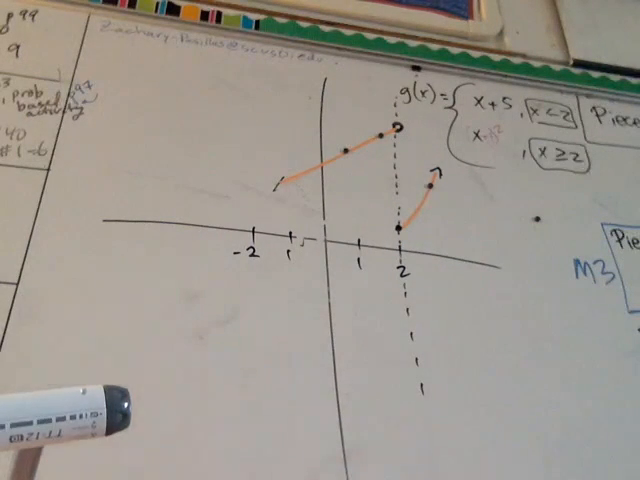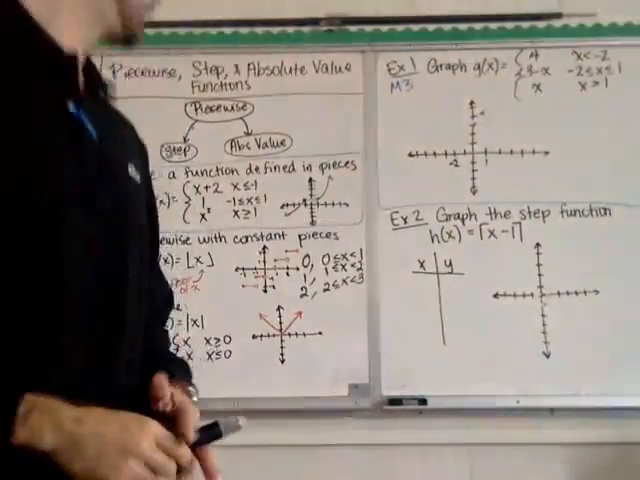Okay. This is all there is to a piecewise function. That's all there is to it. We're going to do it now with steps. So let's look at our steps on the very right side. We're going to do this first example. Actually, we'll look over what's on the board first.